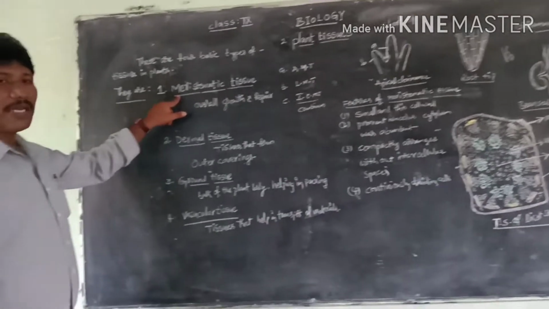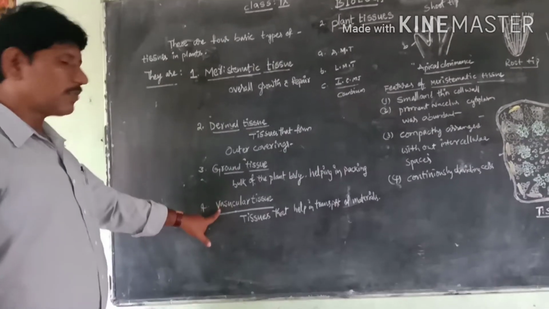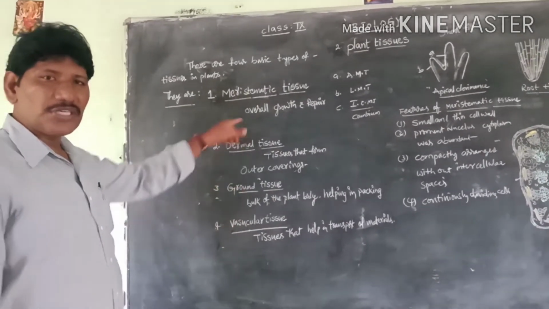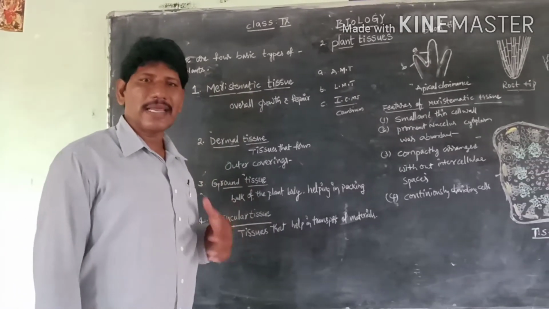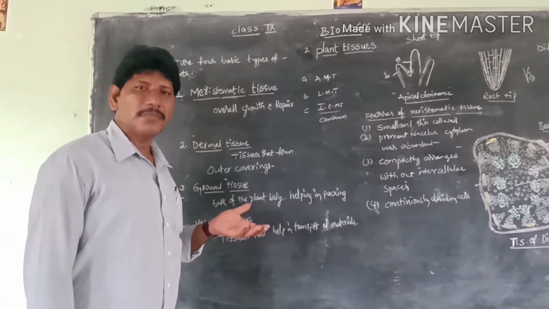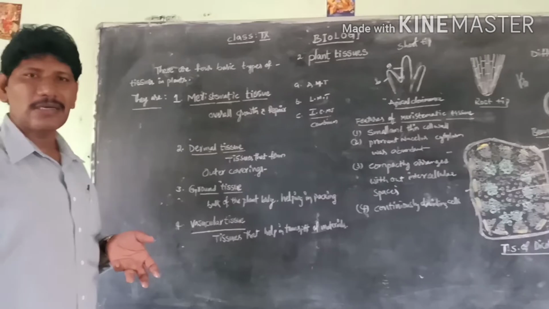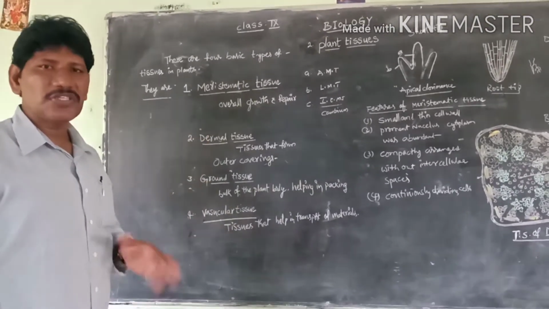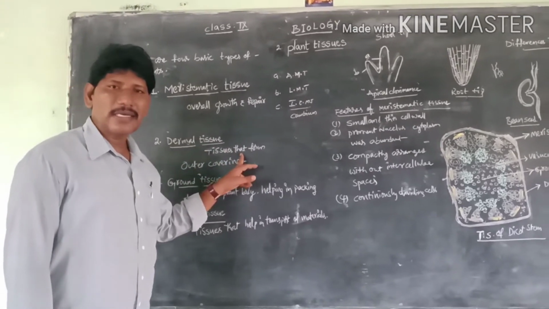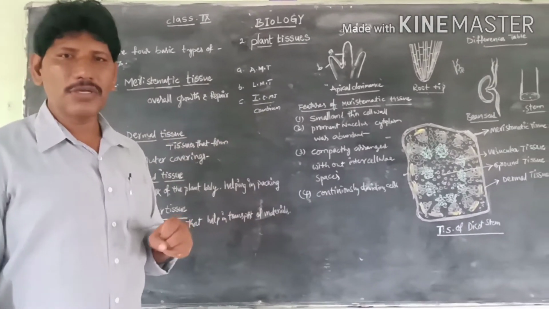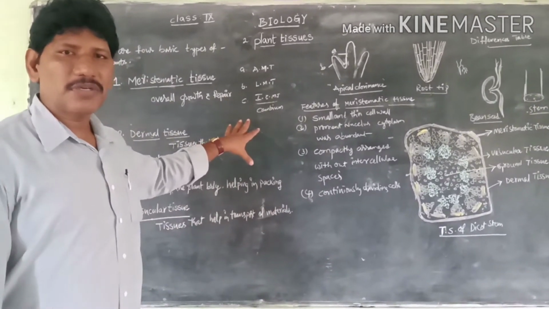The first one is meristematic tissue, the second is dermal tissue, the third is ground tissue, and the fourth is vascular tissue. With the association of these four types of tissue, plants can manage different kinds of functions, mainly growth and repair, storage of food materials, transportation of water, minerals and food materials, and the dermal tissue, which mainly provides the outer covering. These are the functions carried out by the four different types of plant tissues.